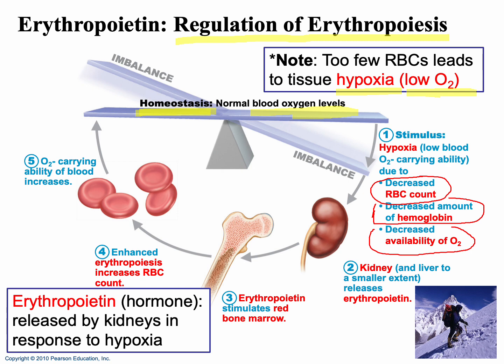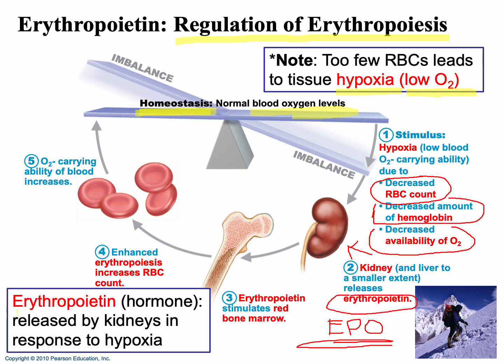We can't stay in the state of hypoxia forever. So what will happen, the kidney, right? This is the kidney right here. The kidney is going to release a very important hormone known as erythropoietin. Sometimes you might hear of this hormone abbreviated as EPO. EPO is an abbreviation for erythropoietin.